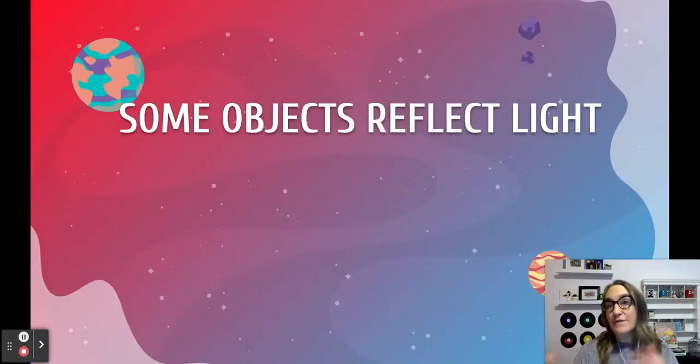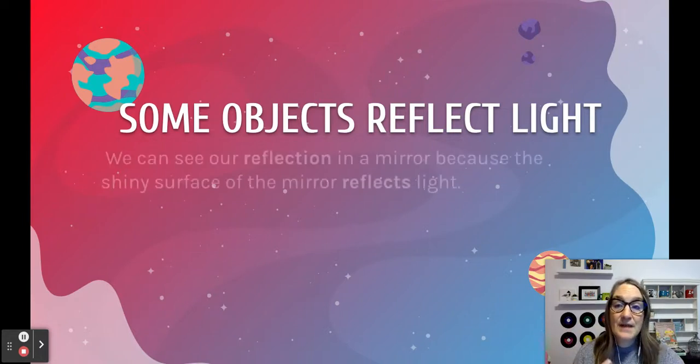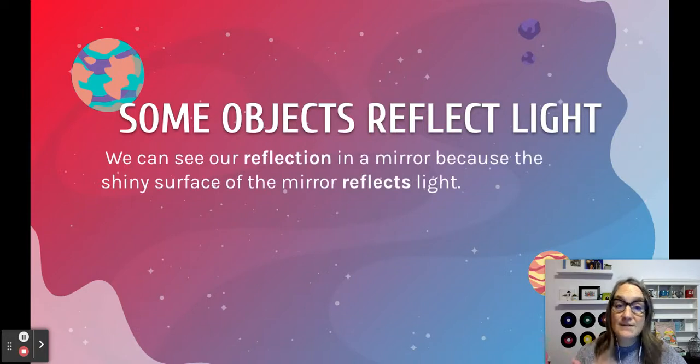Some objects reflect light. We're used to thinking of reflections as images of things we see in a mirror, but we actually only see reflections because the shiny surface of the mirror reflects the light back at our eyes. There are many surfaces that aren't as shiny as mirrors that can reflect light, though, well enough to be seen, especially against the blackness of space. In fact, any object can reflect some light, except black holes. But any other object can reflect some light.